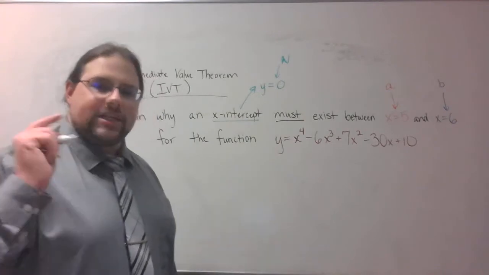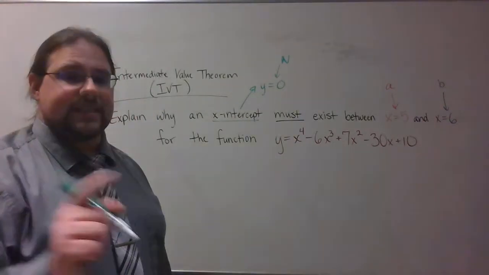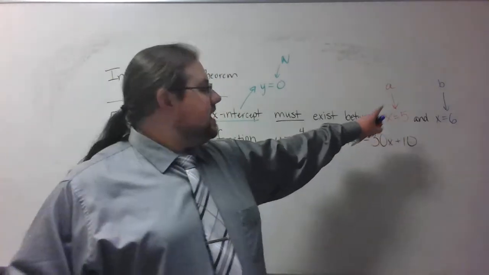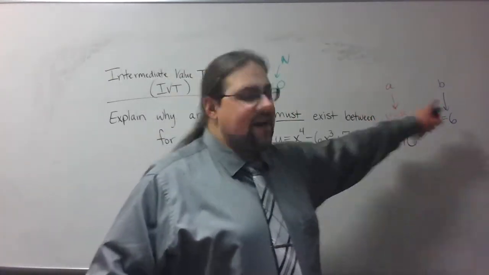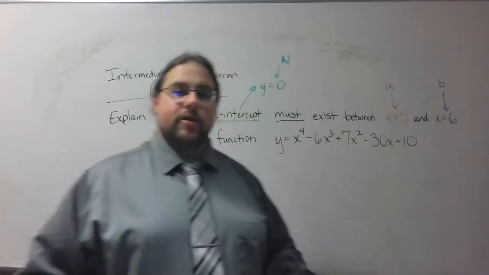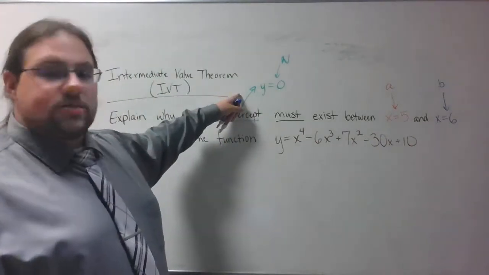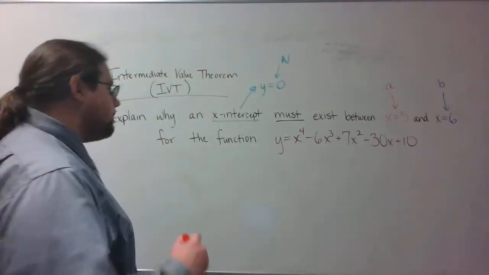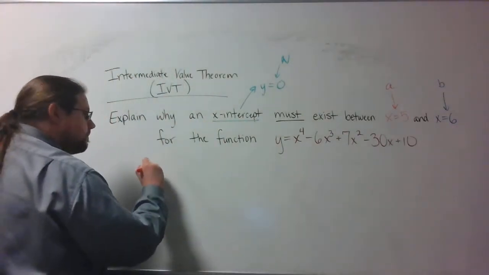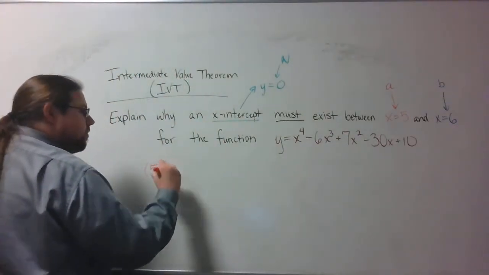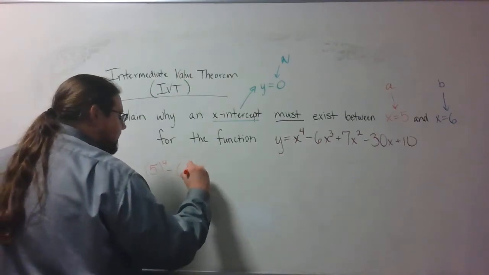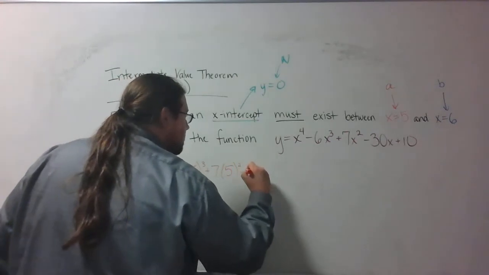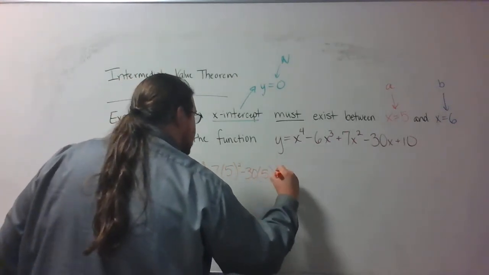So what I want to check, just to be sure, because this is going to be the important part, is that f of a and f of b, if I plug in 5 and 6, I should get numbers bigger and smaller than 0. So let's find out and let's see what happens. So here I go. I'm going to plug in 5. So we're going to do 5 to the fourth minus 6 times 5 cubed plus 7 times 5 squared minus 30 times 5 plus 10.